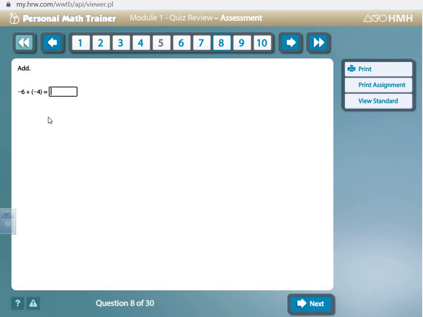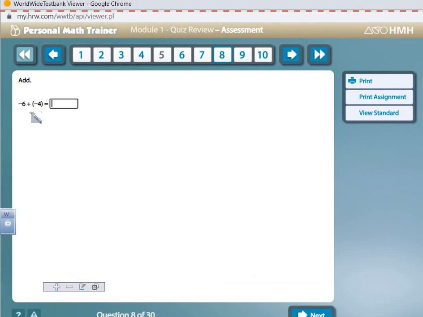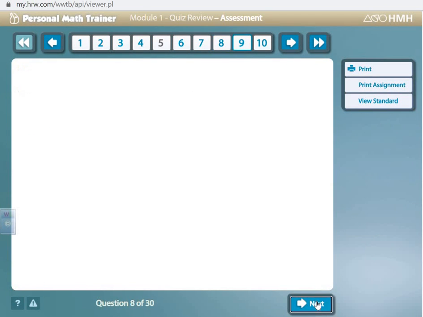All right, now we are up to an addition problem. Remember the first thing we ever did this year was adding integers that are the same. 6 negatives plus 4 negatives, what's that going to give us? That's going to give us 10 negatives, right? This would be like 6 red tiles plus 4 red tiles would be 10 red tiles. All right, same thing there, same thing there.